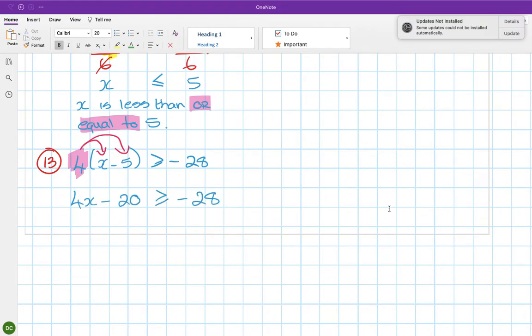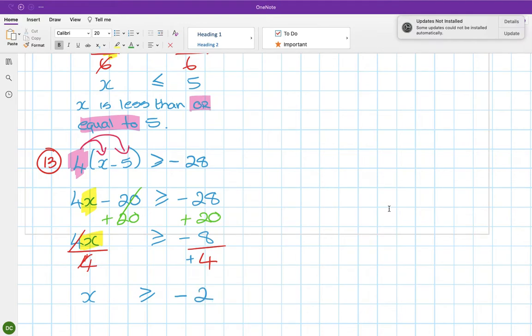Okay, now we can isolate. So we isolate by getting rid of the minus 20 with a plus 20 on the far side. So 4x is, what's that, minus 8. And then we divide by the 4 to isolate the x and divide by the 4. So we get x, and their signs are different, so that's minus and 2.